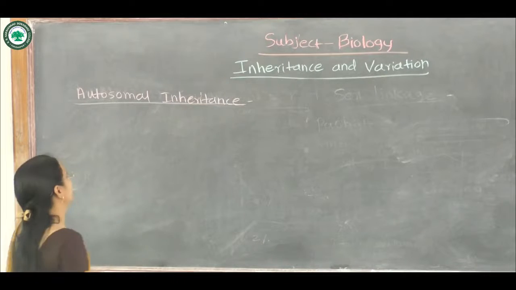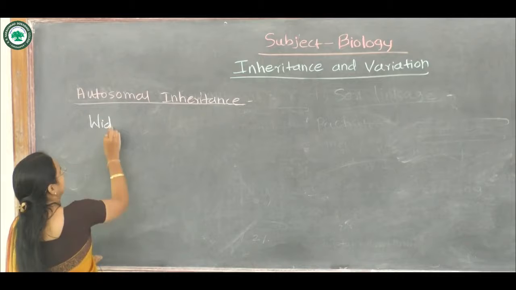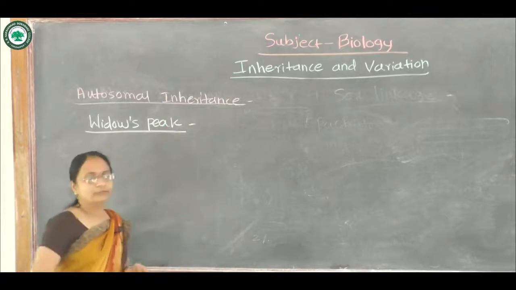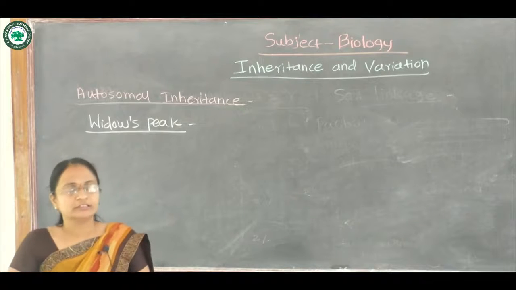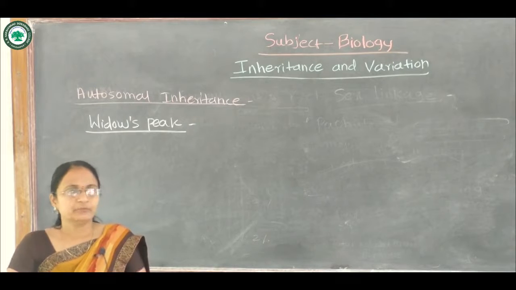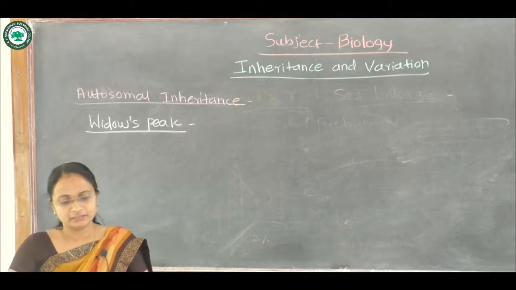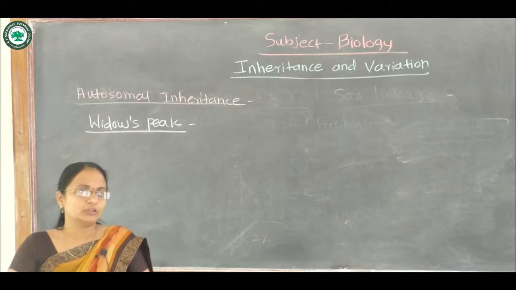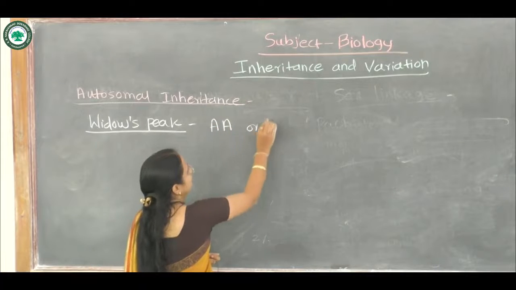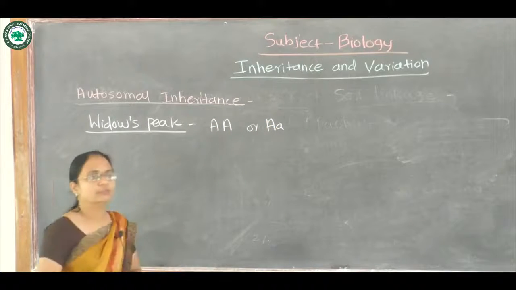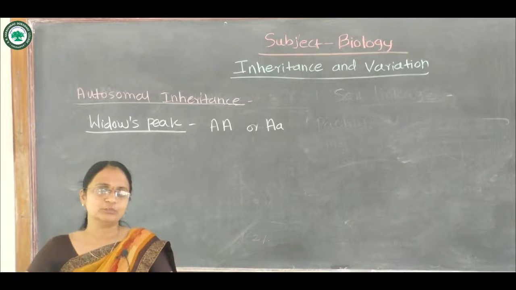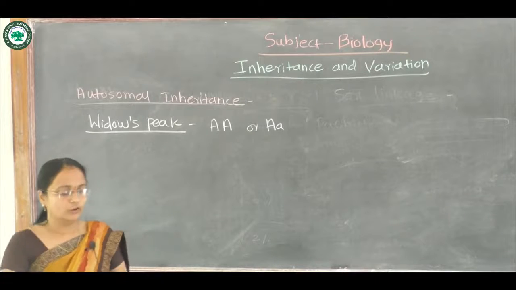Let's take the example of the widow's peak. This widow's peak shows a prominent V-shaped hairline, and this V-shaped hairline is determined by autosomal dominant genes. That is, these autosomal dominant genes are responsible for the widow's peak, and the recessive gene is responsible for the straight hairline of a person.